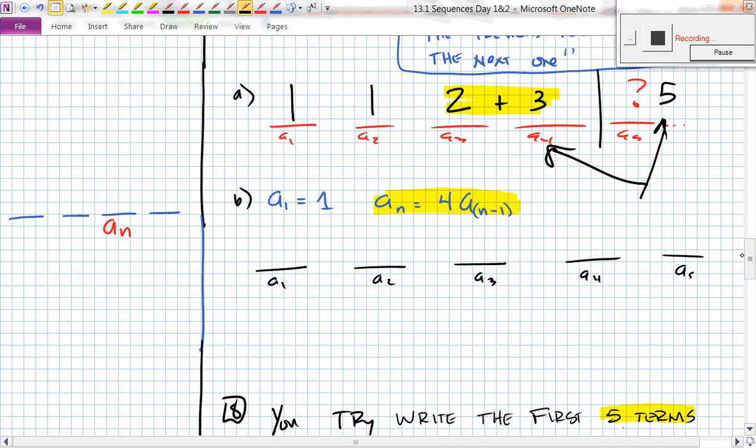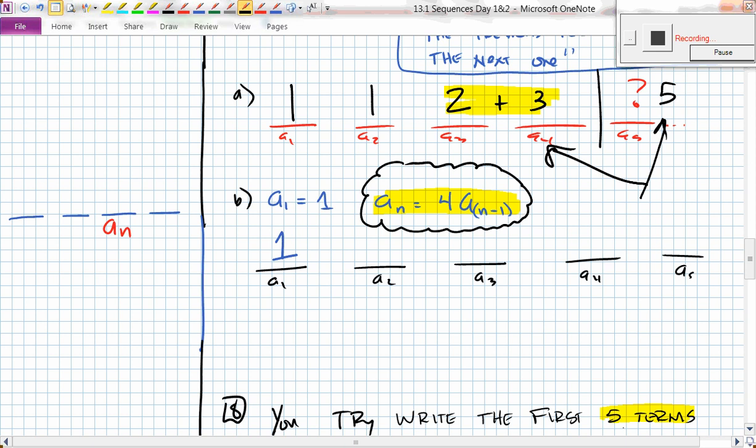Here's another example of recursion. A sub 1 is equal to 1, so the first term they give us is a 1. Thank you very much. I'll take that. It's like the given in a proof. Here's the really important part. The important part to take away is this piece right here. You have to be able to look at that, read it, understand it, and make sense of it.